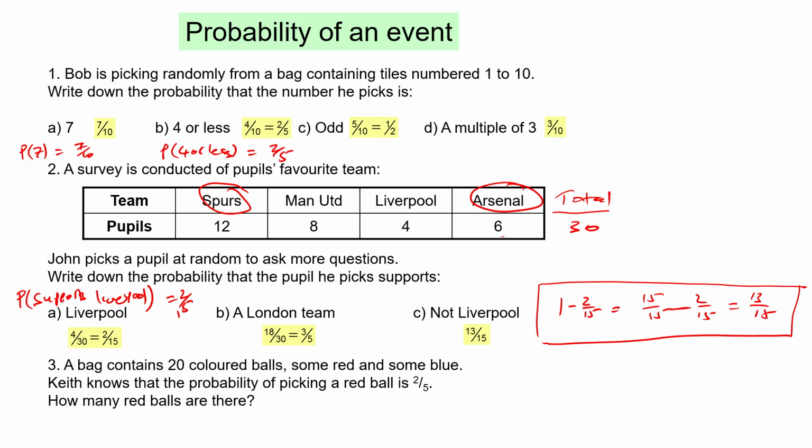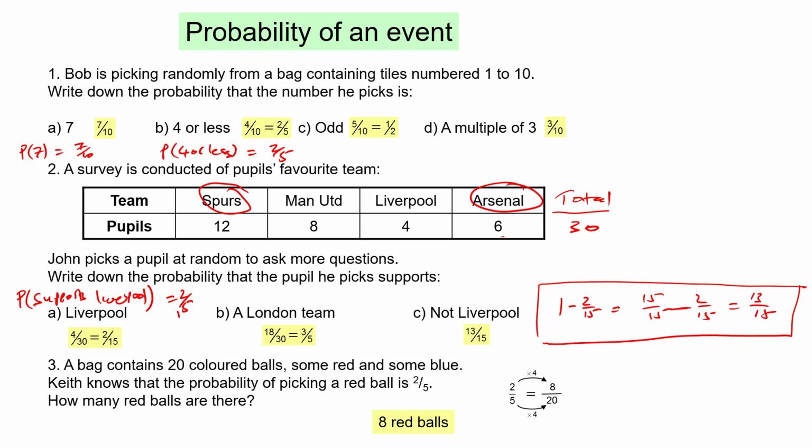And finally, a bag contains 20 colored balls, some red, some blue. Keith knows the probability of picking a red ball is 2 out of 5. How many red balls are there? Well, we scale it up. So 2 out of 5 is red. 5 times 4 gives me 20. So I do 2 times 4, which will give me 8. So out of the 20, 8 of them are red.